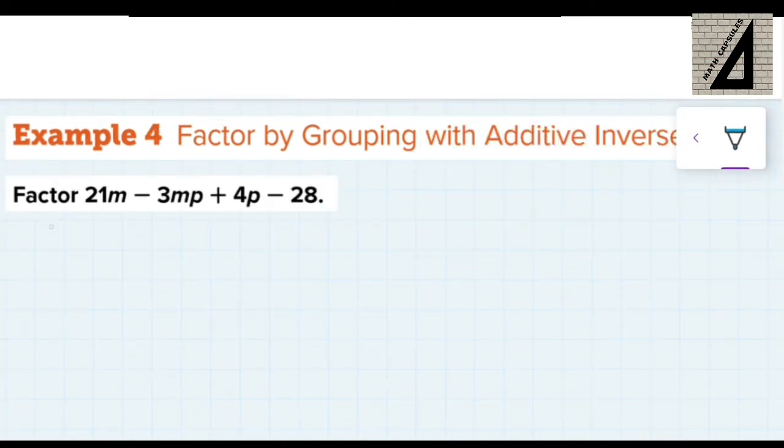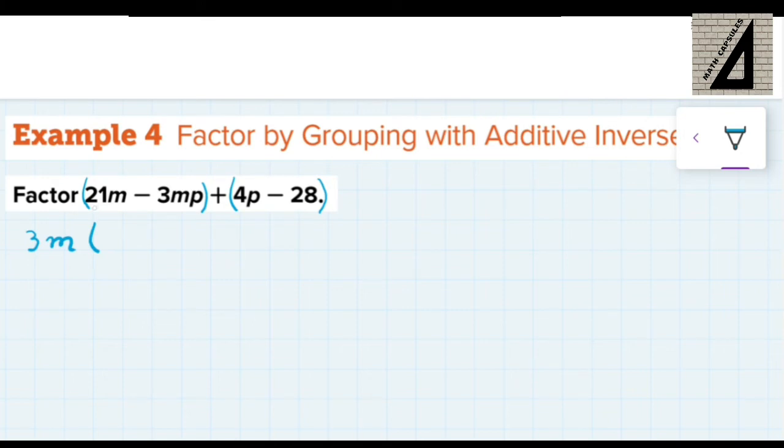Now let's look at this example. Factor 21m minus 3mp plus 4p minus 28. Again, we can take the first two terms as a group and the second two terms as a group. Let us see if this works. If it doesn't, we can take any other two groups. So from 21m and 3mp, the common factor between 21 and 3, the greatest common factor, is 3. And between m and mp, it is m. This will be outside the bracket.